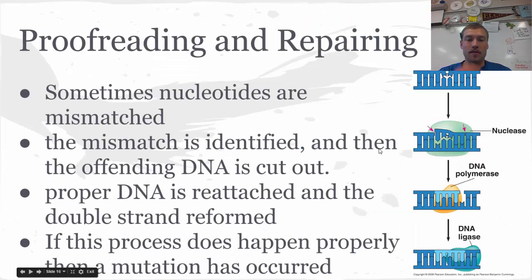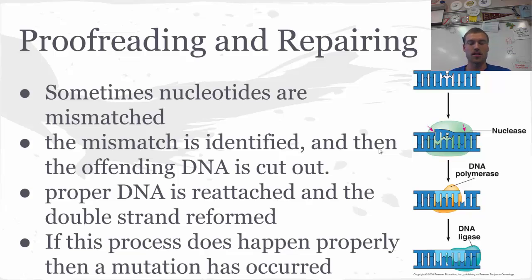So, now. Proofreading and repairing. Sometimes the nucleotides are mismatched, so sometimes they're not exactly put in there correctly. When the mismatch is identified, and there are some enzymes that do that, the offending DNA is cut out by a nuclease. The proper DNA is reattached by DNA polymerase, and then DNA ligase will come along and reattach things as it should be. Sometimes this process doesn't happen, and that is when a mutation occurs.